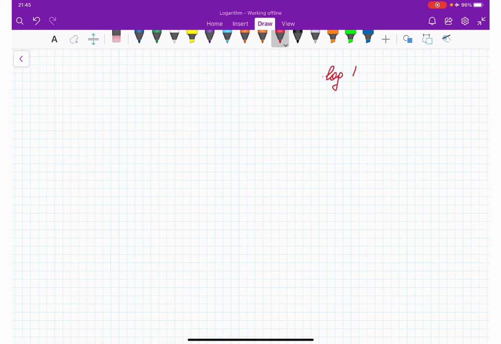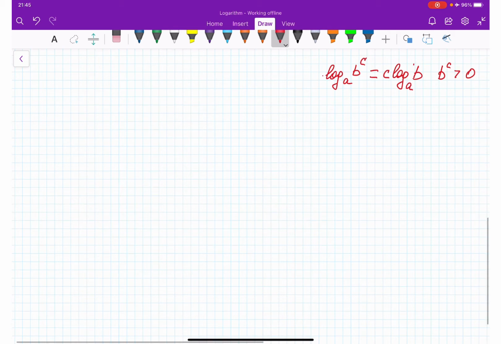Logarithm of b to the power c, by base a, is equal to c times logarithm of b by base a, under a condition where b to the power c is greater than 0. Under a logarithm we cannot have a negative number, therefore I'm going to put this b as an absolute value. Okay, next one.